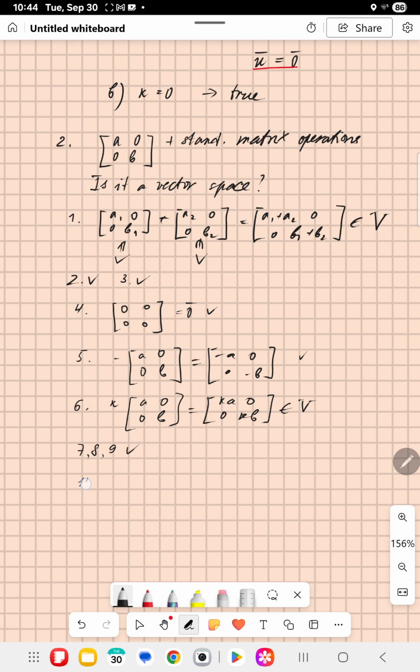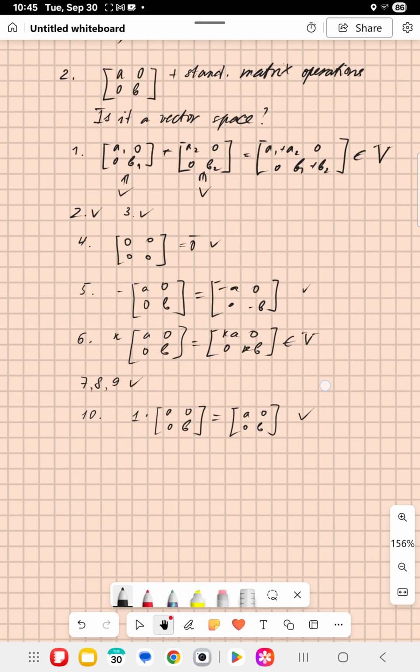Now, axiom number 10. What is going to happen if I multiply 1 by A, 0, 0, B? Are we still going to get the same matrix? Yeah, if we multiply 1 by it, we still get the same matrix. So we just proved that all 10 axioms are satisfied, and that's a vector space. So diagonal matrices of 2 by 2 size make a vector space. Now let's consider an example where probably we don't have a vector space.